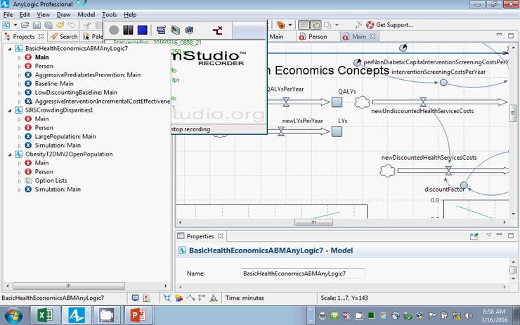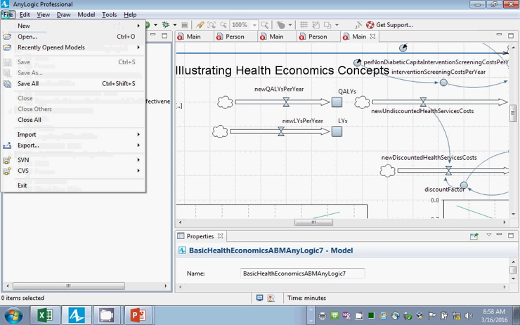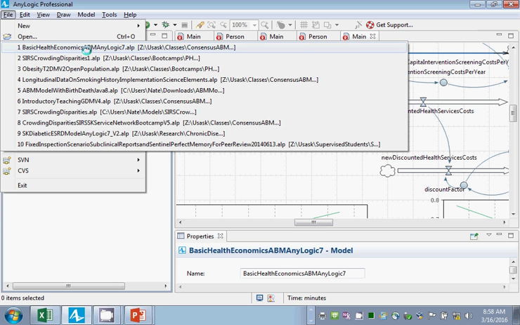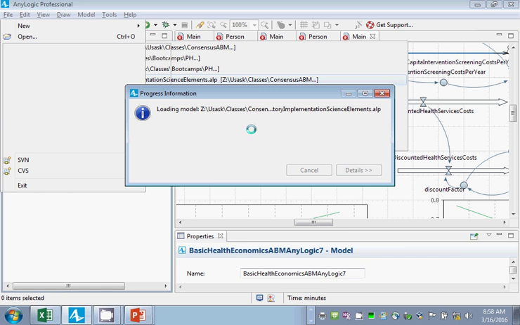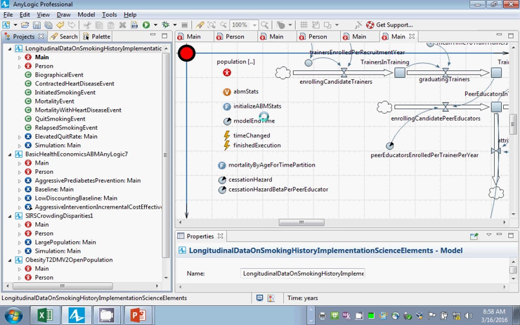Okay, so the next model I had asked to open was the basic health economics model, but before doing that, I actually did want to finish up a little bit of discussion of this longitudinal data on smoking history. And please forgive me, I had a major oversight.